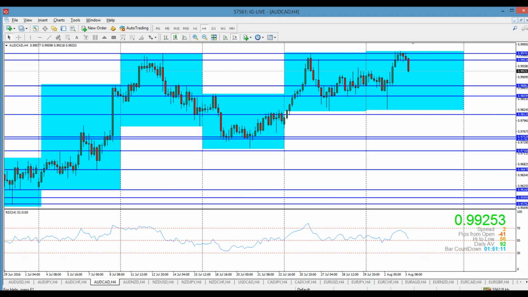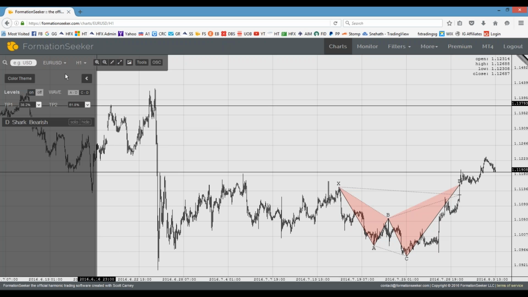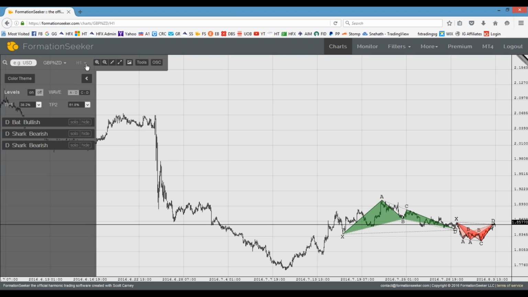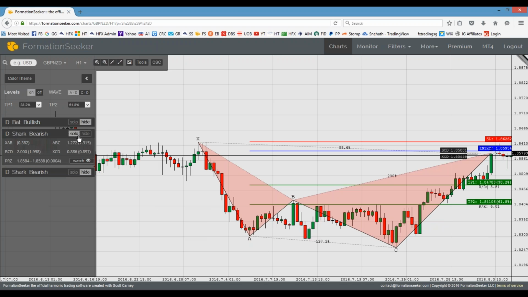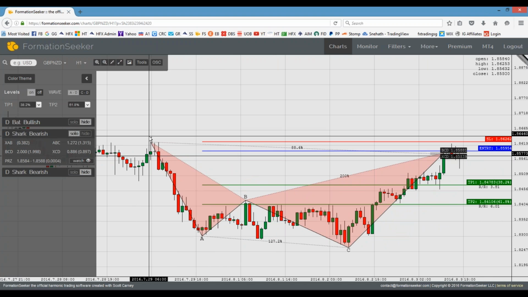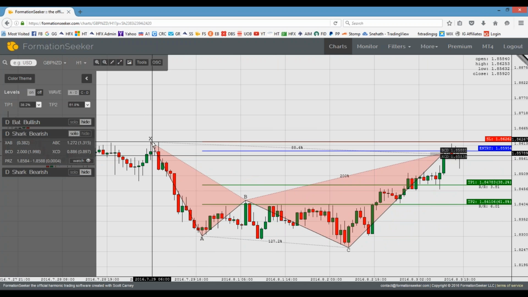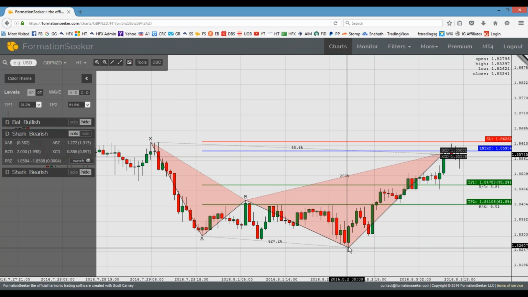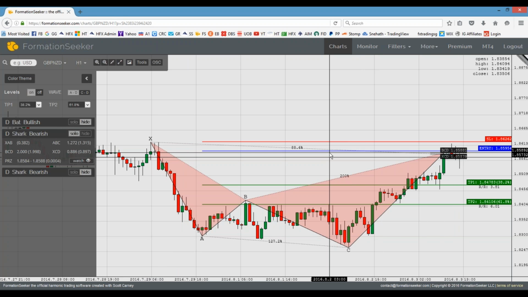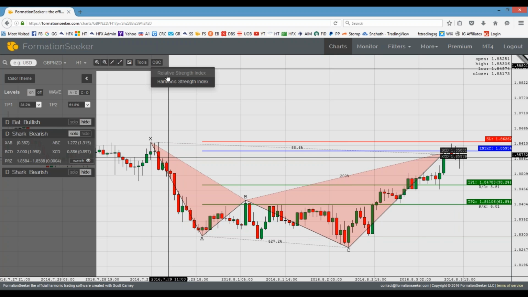Okay, I wanted to show something I picked up on Formation Seeker, and this was just as I looked at my charts a couple of hours back. What I saw was that there was a bearish shark coming up, and the definition of a bearish shark is very similar to seeing a downtrend, some sort of a downward movement here, hitting a Fibonacci level, and then we look to take the trade at around the 0.886 level.